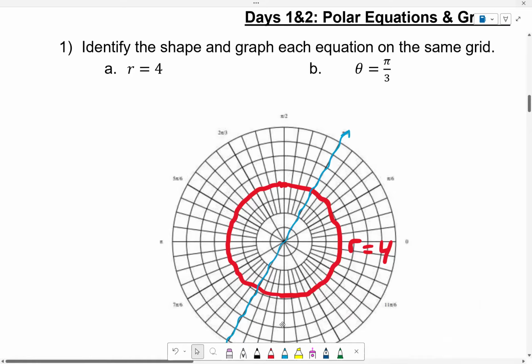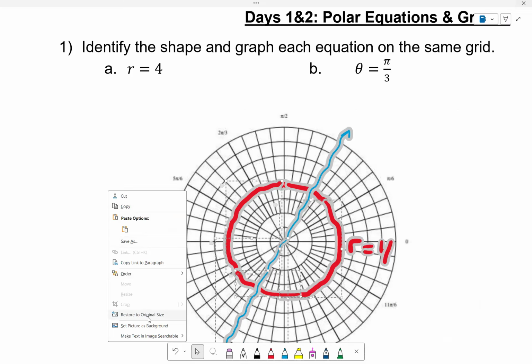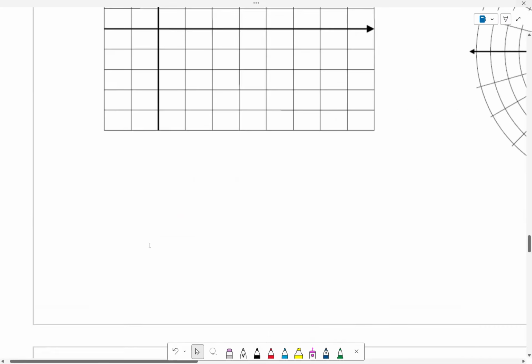It's on the axis pi over 3. And that's theta is equal to pi over 3. Now let me just pin this down so it doesn't move anymore. Set as background picture. Okay.